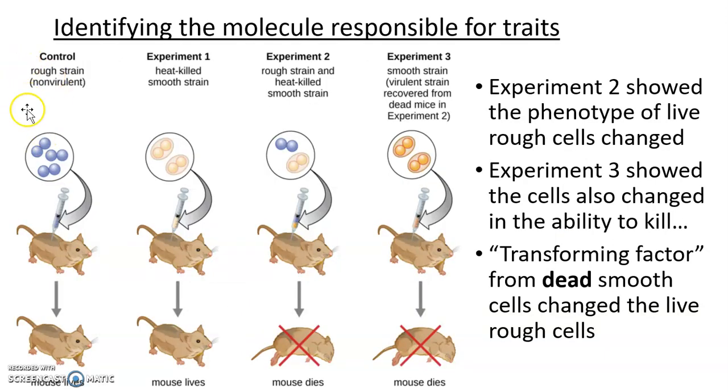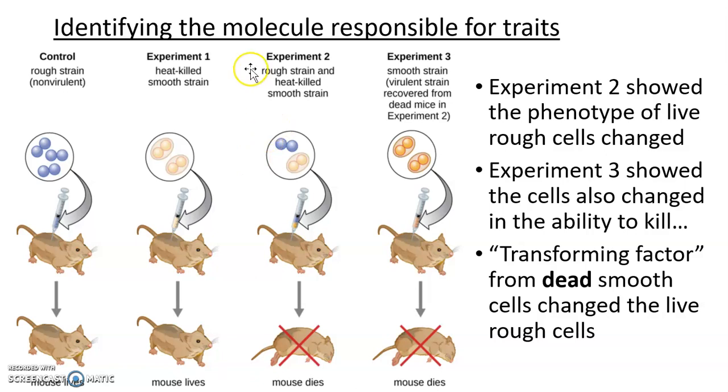And if we look over here, you can see your control experiment with your rough strain. These guys are non-virulent. The mouse was able to live. If you took the smooth strain and injected it into the mice, they would die. So there is that distinct difference between the 2 different strains. But then he started messing around and killing off some of these smooth strain cells with heat and injecting them into the mice to see if it could still cause death of the mice. And if you see from the results here, the mouse actually was able to live.